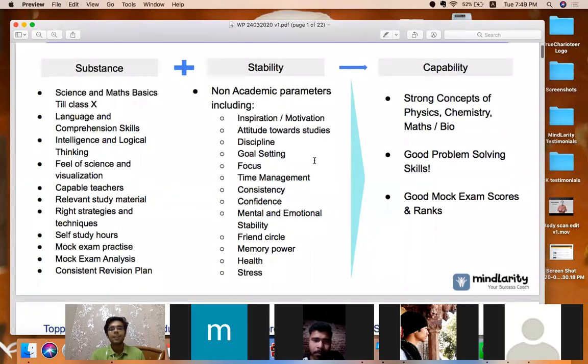Then comes the attitude towards studies. So till class 10th, अगर आपका रटने का attitude था, if you were mugging things up, if you were doing rote learning, still you were getting marks. But in 11th and 12th, that won't be the case. In 11th and 12th, your mindset should be, your attitude should be about understanding.